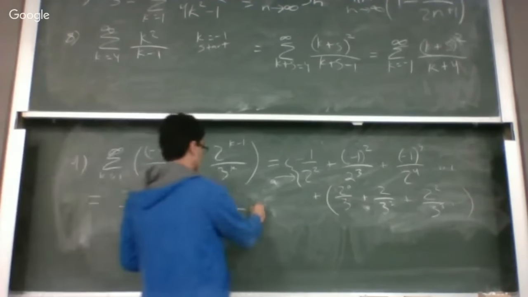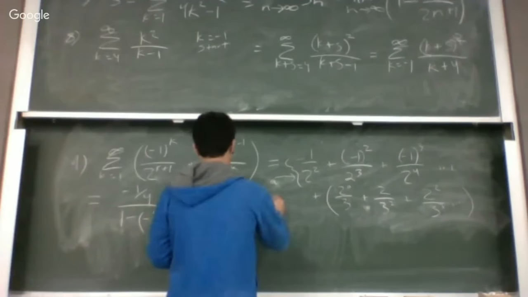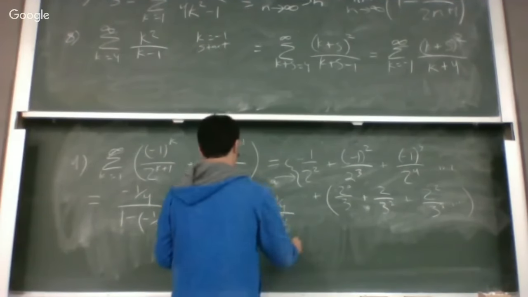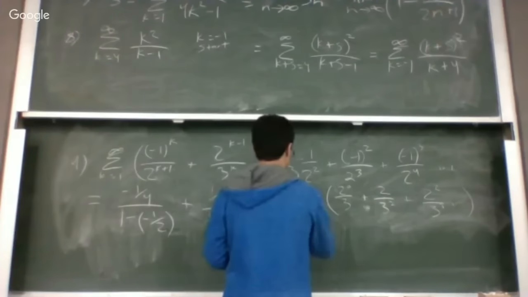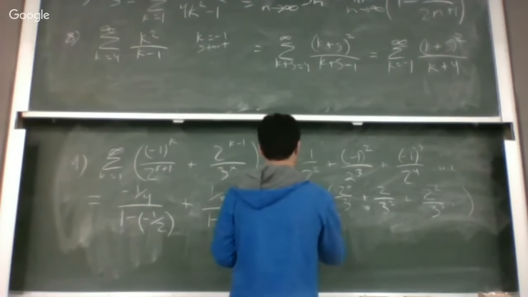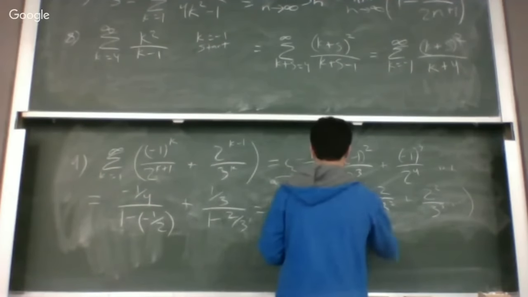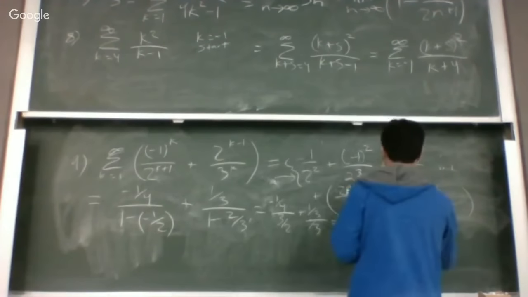I'll just write here. So we have negative 1/4 divided by 3/2 plus 1/3 divided by 1/3. That's equal to negative 1/6, plus 1, which is equal to 5/6.